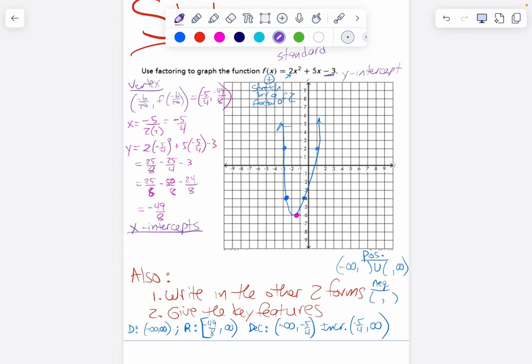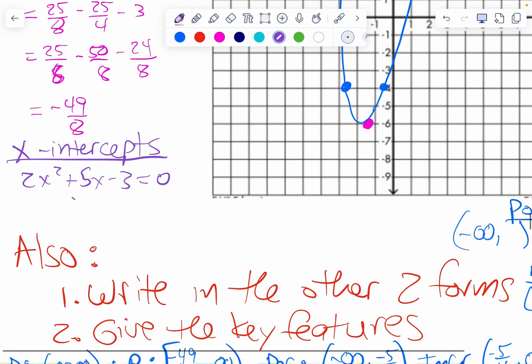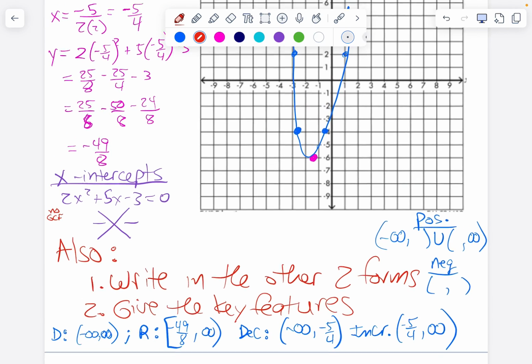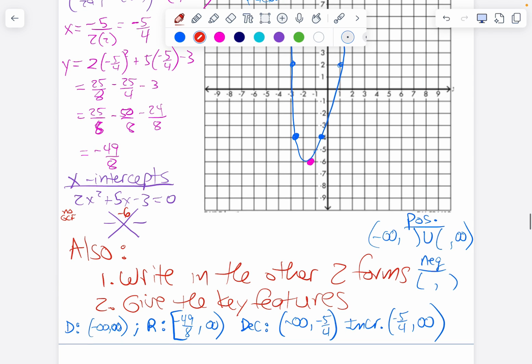First set equal to 0, so 2x squared plus 5x minus 3 equals 0. And then set up your star. Well, GCF, is there one here? No GCF. Okay, what is A times C? -6. B is 5. A is 2. This is the smallest star ever. Are there factors of -6 that add up to 5? What are they?